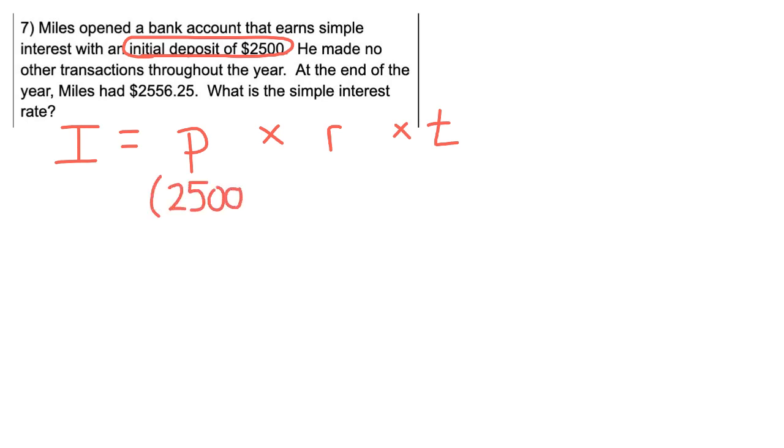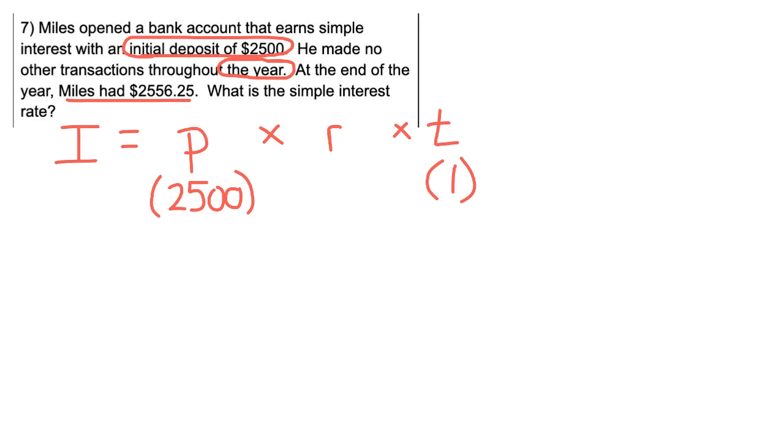Question 7 is also an interest problem. So I'm going to remind you that the interest, I, equals the principal, the money, times R, the rate, times T, the time. All right, so Miles opened a bank account that earns simple interest with initial deposit, there's your money, of $2,500. He made no other transactions throughout the year, means 1. At the end of the year, Miles had, well, it doesn't say that's his interest.